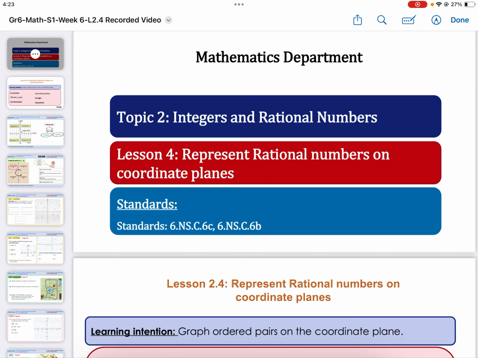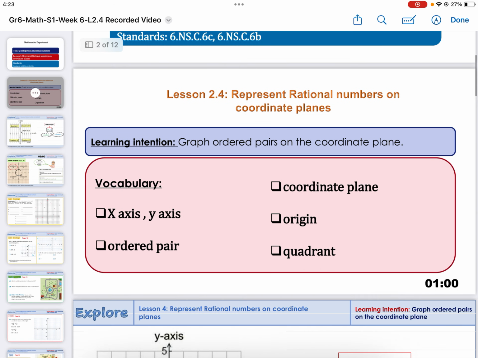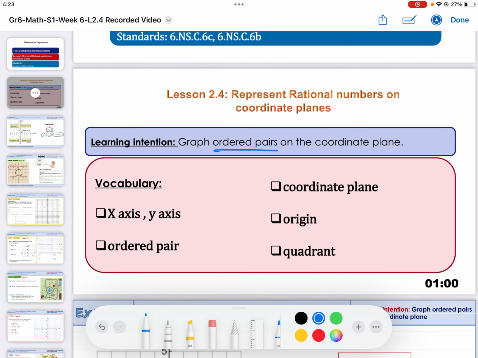It's called 2.4 Represent Rational Numbers on Coordinate Planes. So let's start with today's learning intention. You're going to graph ordered pairs on the coordinate plane. The most important vocab words that you should be aware of in this lesson are: coordinate plane, origin, quadrant, ordered pair, x-axis, and y-axis.